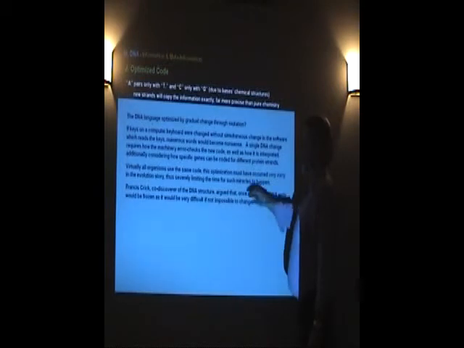The DNA language optimized by gradual change through mutation. If keys on the computer keyboard were changed without simultaneous change in the software which reads the keys, numerous words would become nonsense. A single DNA change requires changes in how the machinery error checks the new code, as well as how it is interpreted. Additionally, consider how specific genes can be coded for different protein strands. Virtually all organisms use the same code.